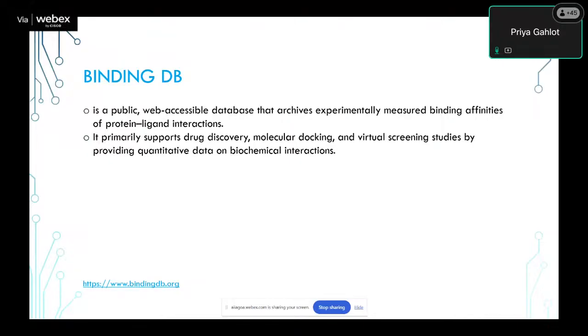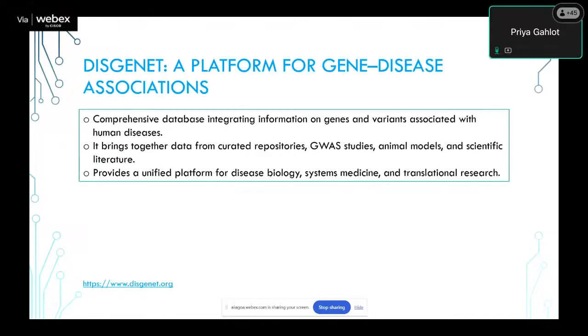Then there is another database which is BindingDB. It is a publicly accessible database that archives experimentally measured binding affinities you can get regarding your protein and ligand interaction, and how similar your particular ligand is. It supports drug discovery, molecular docking, and virtual screening studies by providing quantitative data on the biochemical interactions.